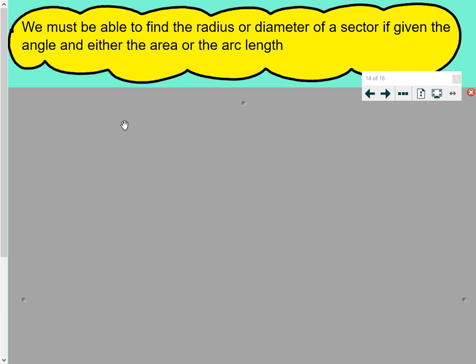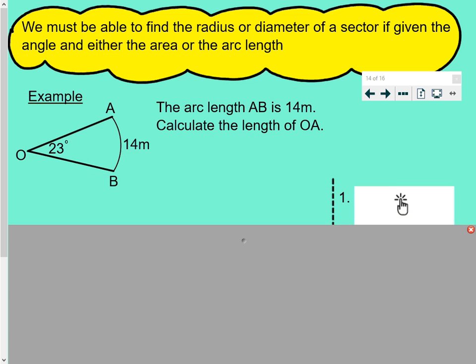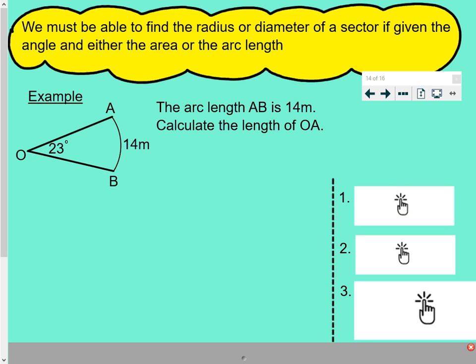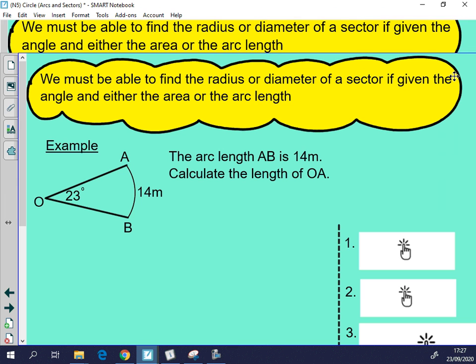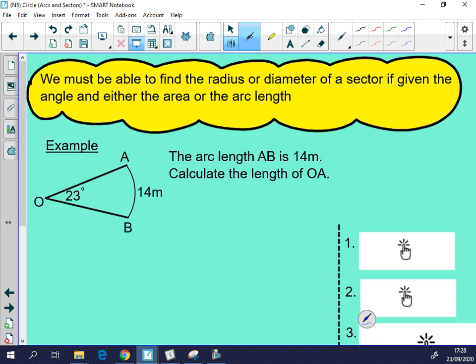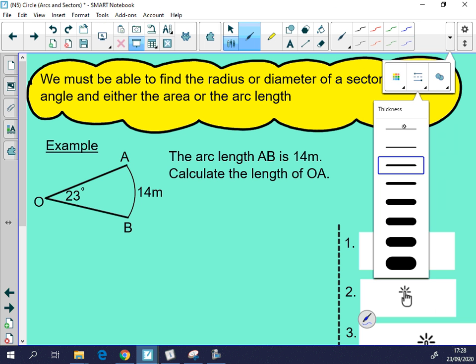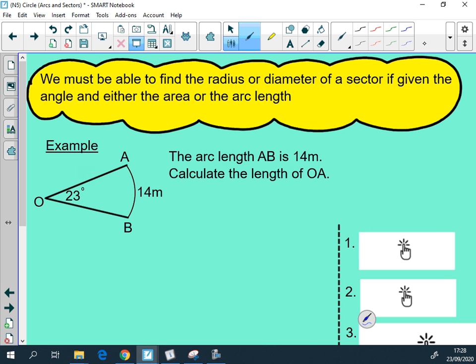So last video we looked at working backwards to find the missing angle. This time we're going to look to find a missing length. So we're going to try and find the arc length, or we've been told the arc length is 14 meters, and we're being asked to find the length of OA. Now OA here is a radius, so I'm going to call it R.